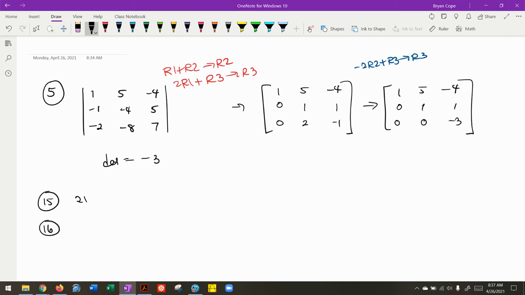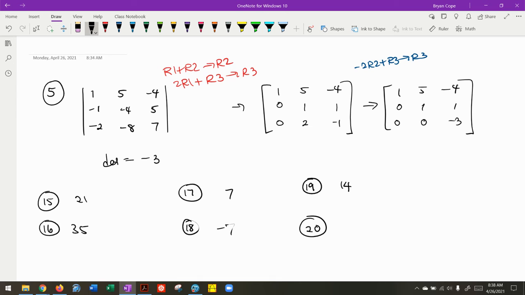Number 16 is the same situation, so it's going to be 35. Number 17, we're taking row 1 plus row 2 and replacing it, so that has the same determinant as the original, which is 7. For 18, we have interchanged the first and second row, so our determinant gets negated, that's -7. For 19, we're taking 2 times the middle row and then adding the top row, so we have actually doubled the second row, so we double the determinant, that's 14.